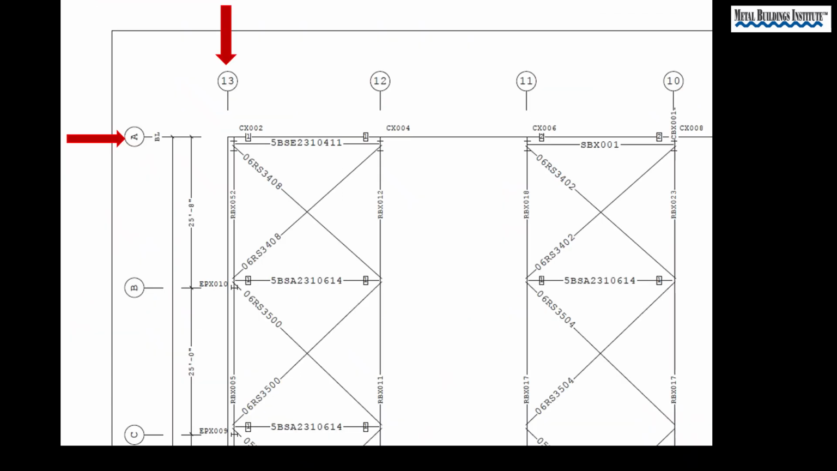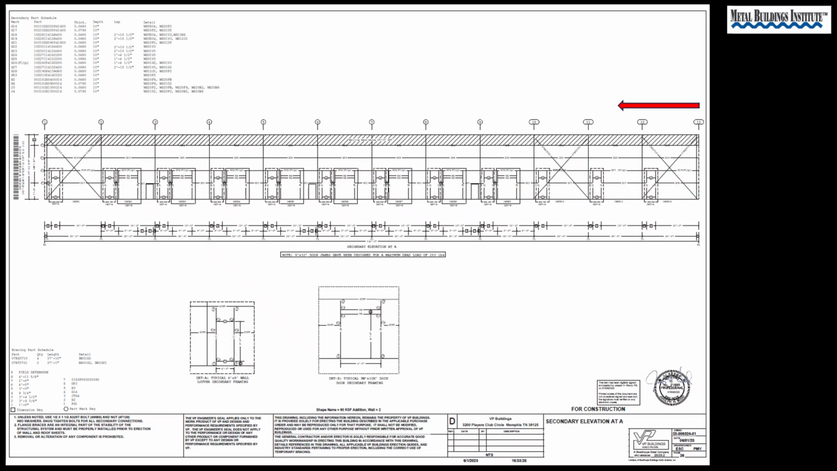Using this overhead view or plan view, we can use the grids to see which corner we're starting from. This is the corner that we're starting from. This is where column line 13 and column line A meet, and we're working on line A. That means we're starting on this corner and heading in this direction.